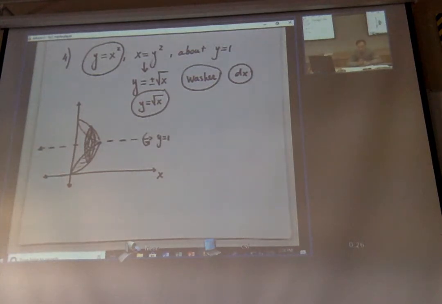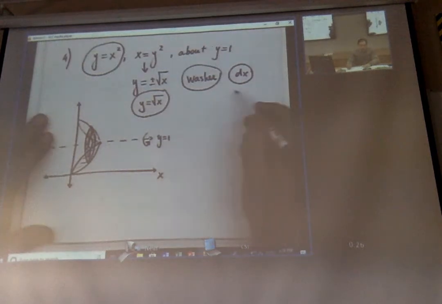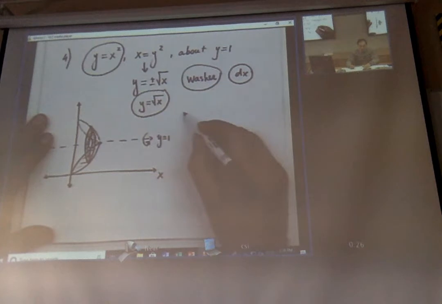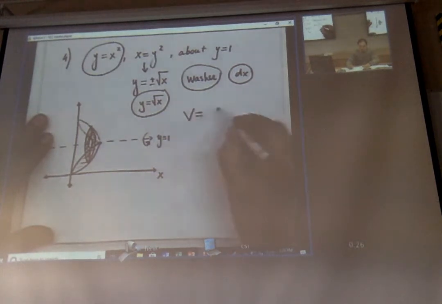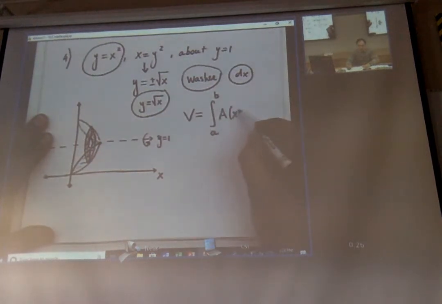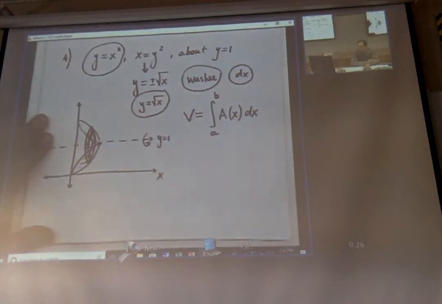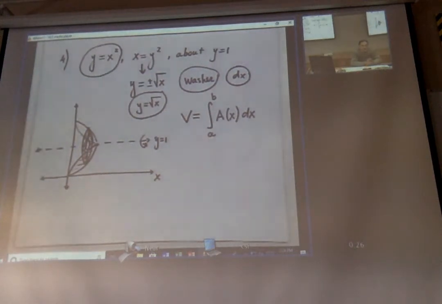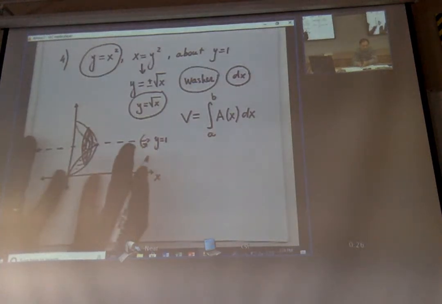Now, next thing that you have to remember, again, I'm really refreshing this. If we're using the washer or disk method, the formula, and keep in mind this is a general formula for the volume, is the integral from a to b of A of x dx. That was the idea behind the washer disk method. And what was A of x? It was the area of this cross section. Basically, the area of this washer, right? That was A of x.